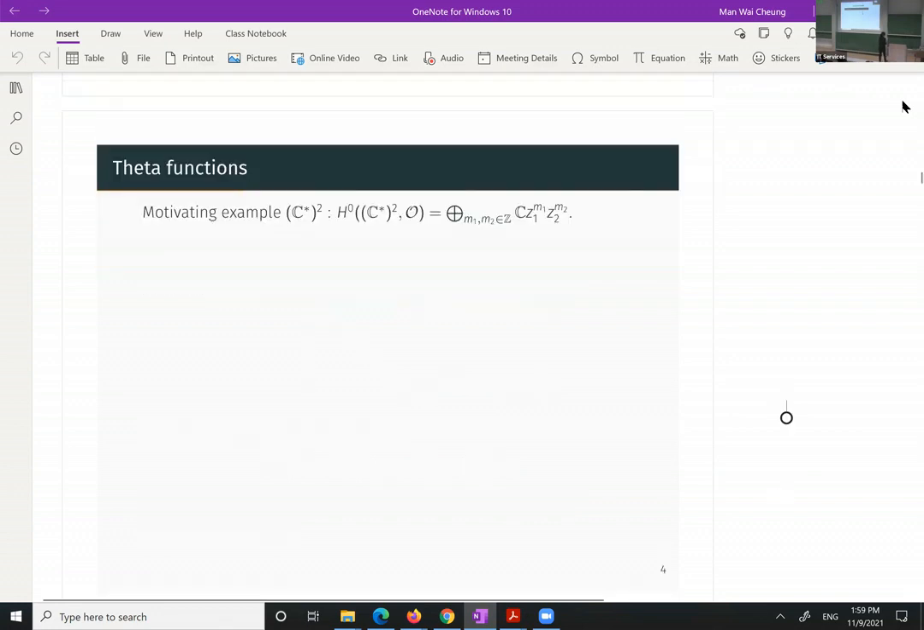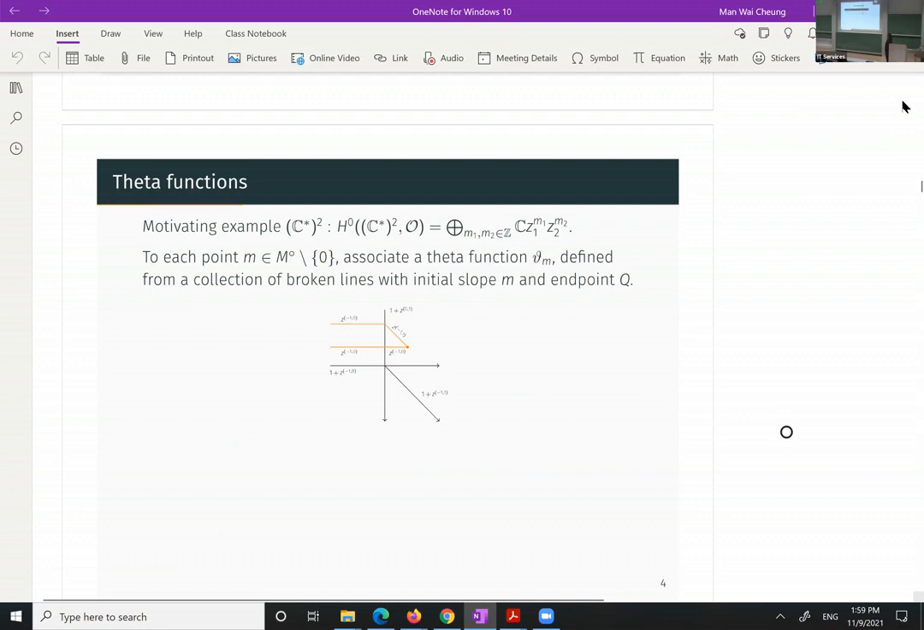The motivating example that we'll have is this two-dimensional torus, where the functions on the torus are just Laurent polynomials, that is, linear combinations of monomials indexed by a lattice of rank 2. So this is the idea. What we do with the theta function is we want to do something analogous to the original GHKK setup, where we have this lattice and we define functions on those lattice points.